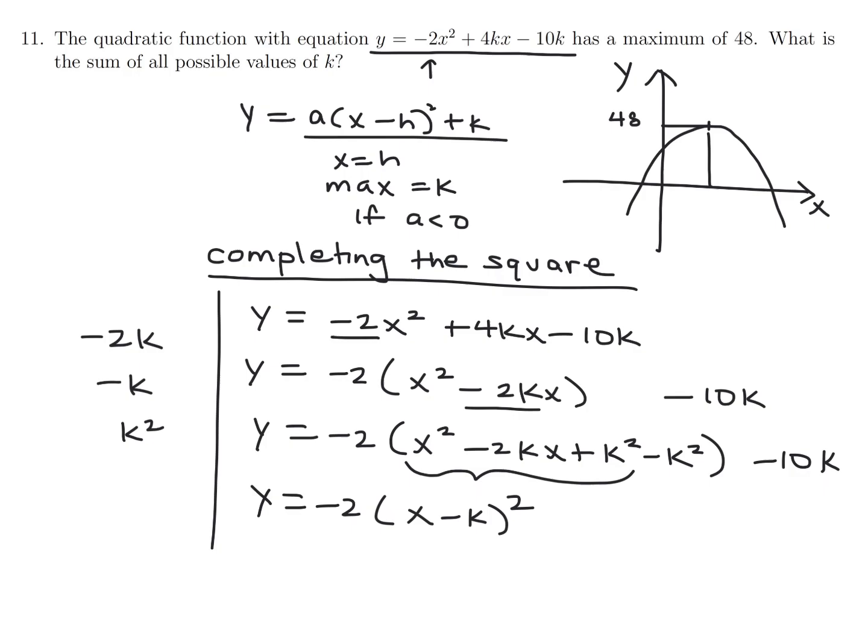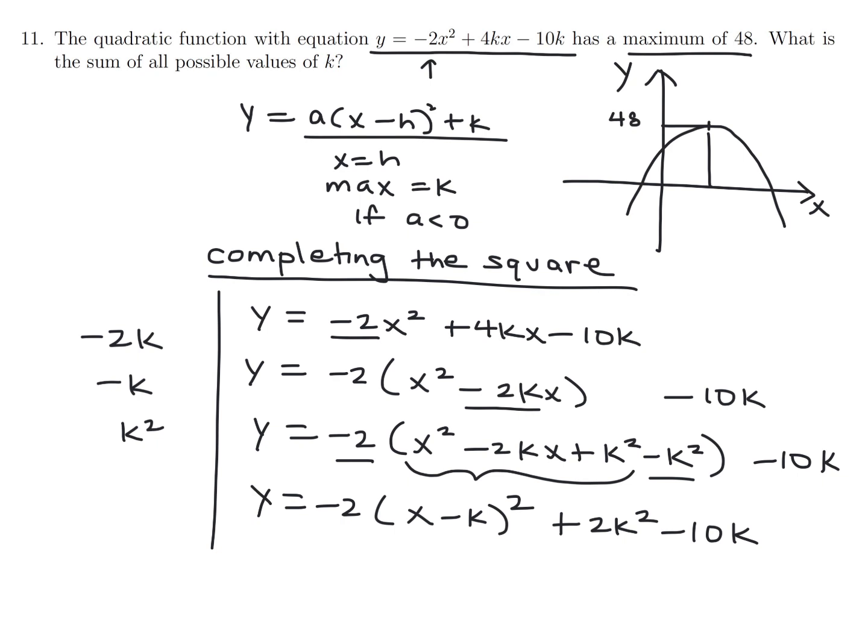Got it? And then don't forget that this term has to be kicked out of the bracket, and it would be 2k squared, I believe. Okay, so let me just see if I did that right. y is equal to minus 2, x minus k squared. Yes. Okay, so then now we use the fact that the maximum is 48.